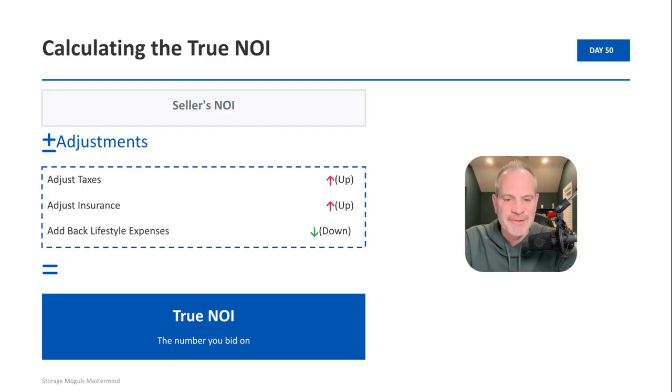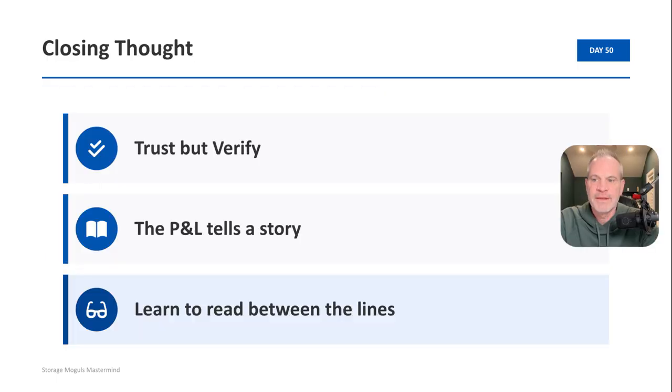All right, let's wrap this up with the most important mindset to have during this process. After all this analysis, my closing thought for you is very simple: trust but verify. A profit and loss statement tells a story, but it's not always the whole story. So trust but verify. It's your job to read between the lines and find out what's really going on. The sellers, if they know what they're doing, will always present and represent their property in the best possible light. If not, sometimes they do themselves a disservice and present to you, the buyer, an even better opportunity if you know how to spot it.